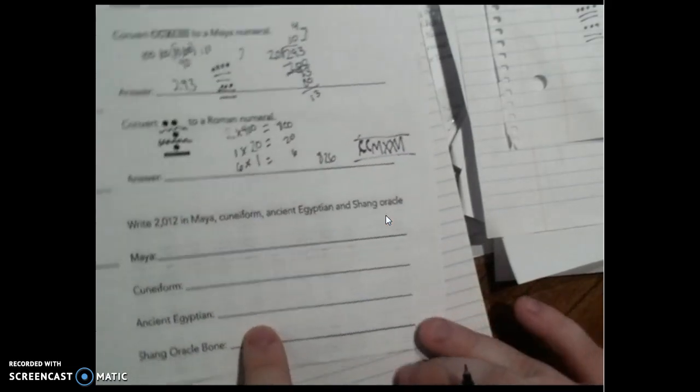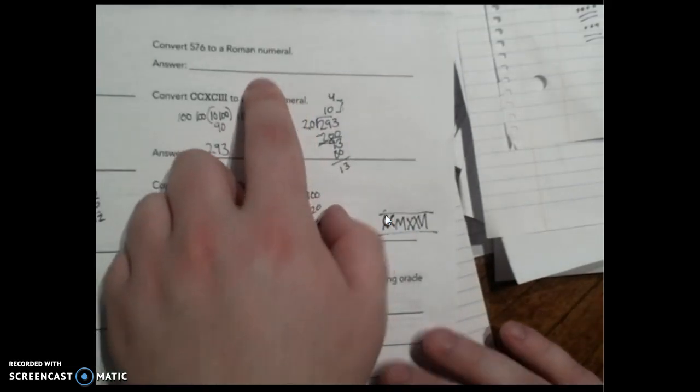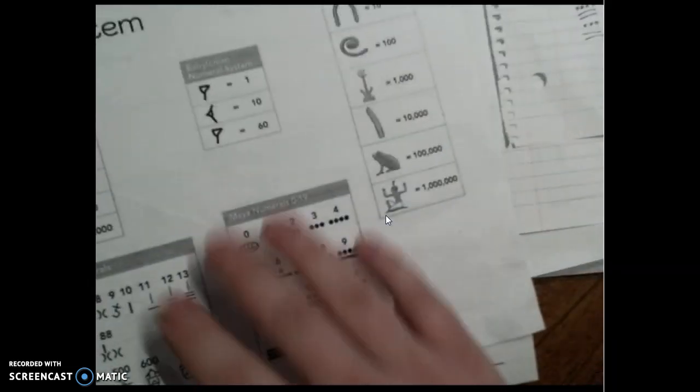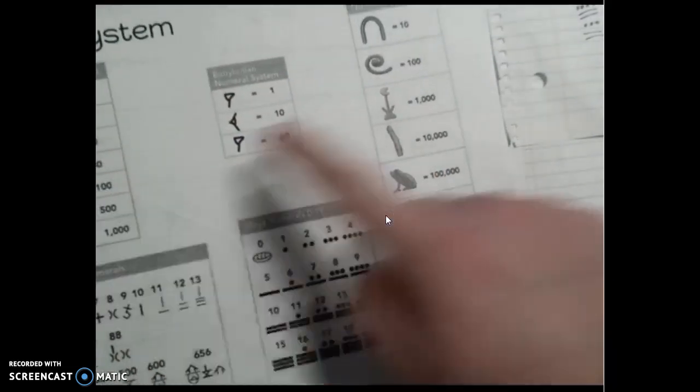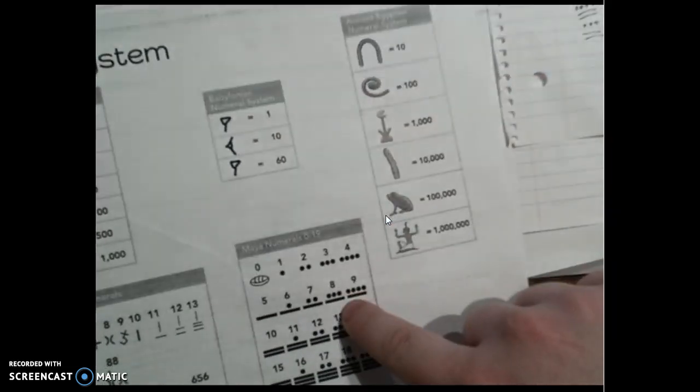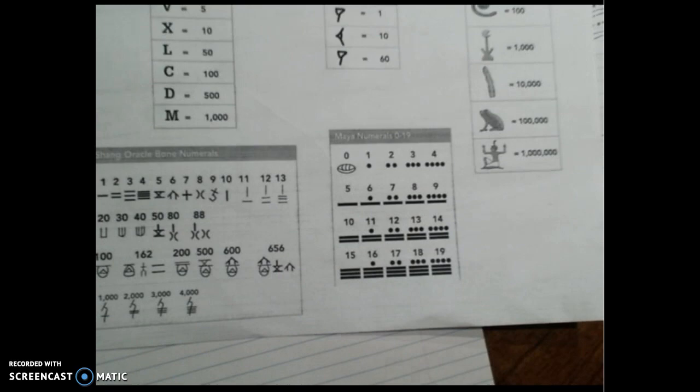I'll let you guys finish the bottom one, this one, and this one on your own. If you need help, please don't forget to ask, and try using your number systems. Base 10, base 20, and this one, the Shang is by itself. All right.